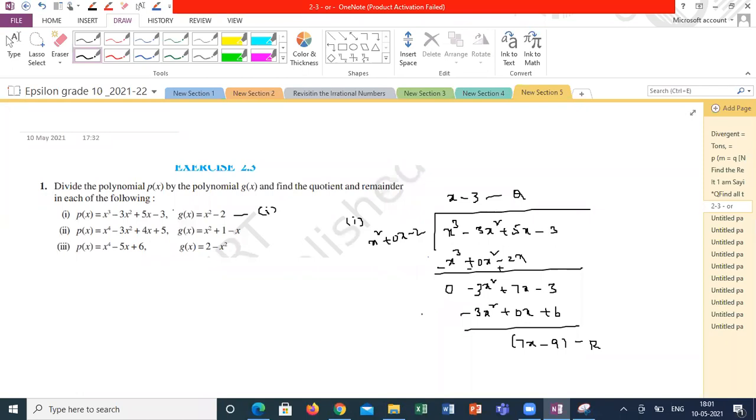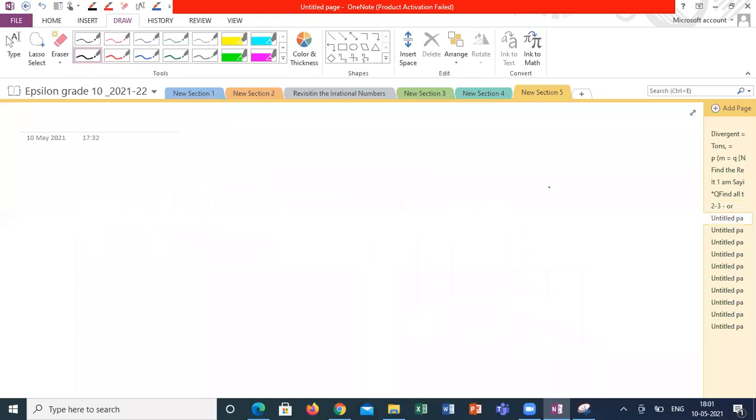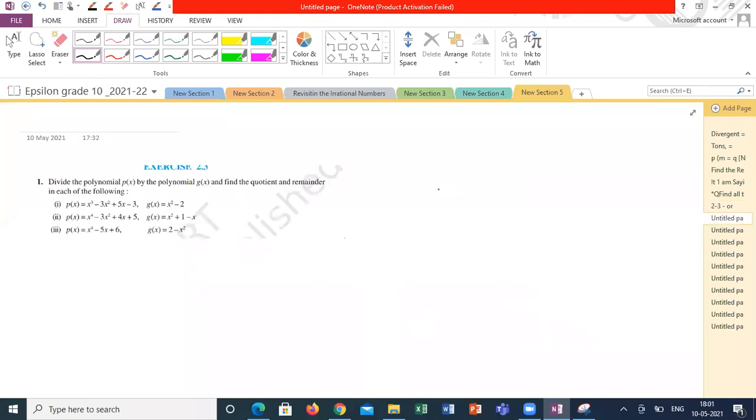Is there any particular method? Is it possible to calculate the remainder without the long division method? We'll discuss after the end of the topic. If there is any, we will explore it. Yes. Next question.